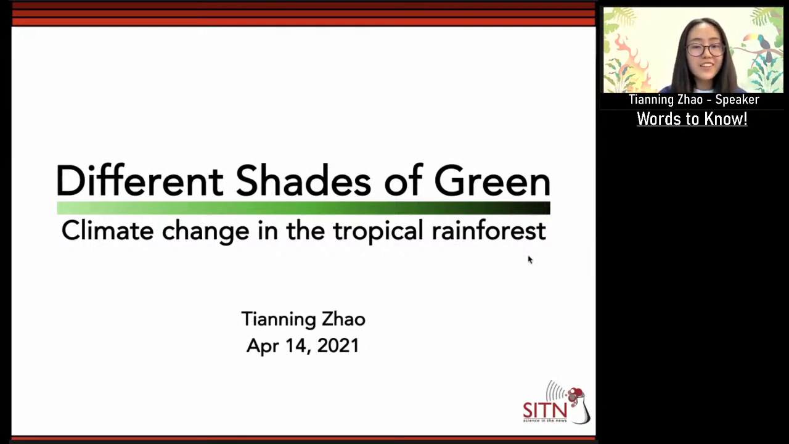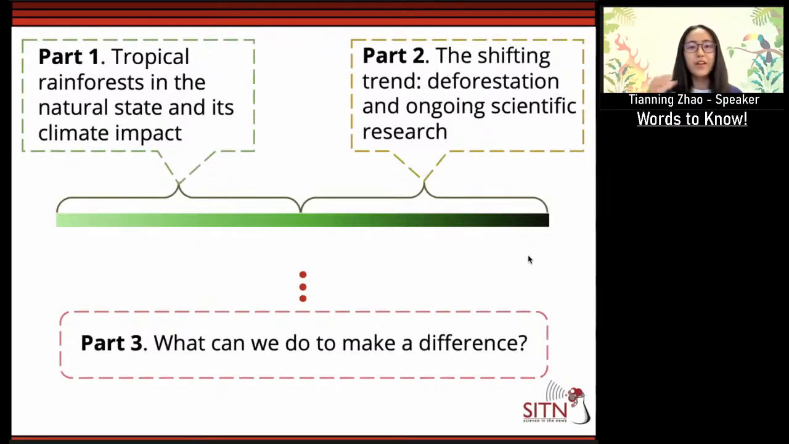So, first, I will just briefly outline what we will talk about today. We will take a closer look at a tropical rainforest in its natural state, as well as its climate impact, and then move on to the shifting trend, which is caused by the deforestation, as well as introducing some ongoing scientific research methods that we are using in the field. And then just trying to connect those two, we will talk about what we can do to make a difference in protecting the tropical rainforest. Without further ado, let's get started.